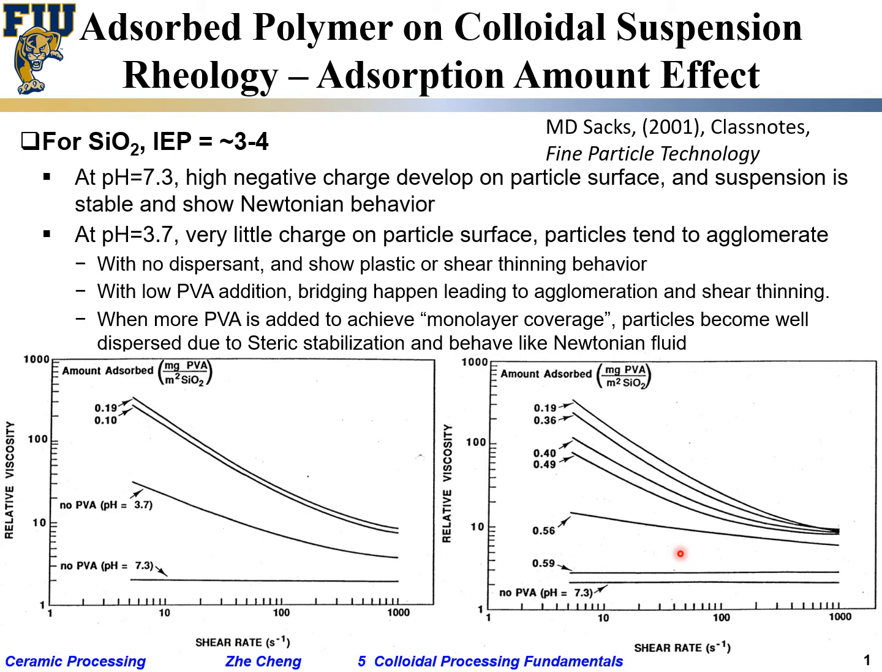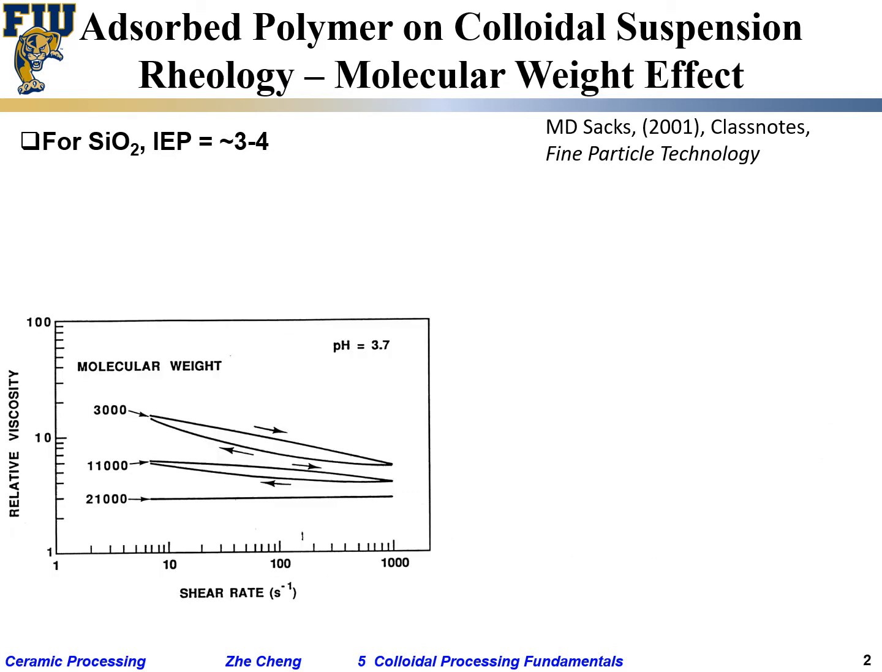Okay, so you see, based on this, we have at least two knobs to turn. One is by adding acid, base, adjusting pH. The other one, we can add some polymers, like for this PVA, if we are using water as our solvent. Okay?